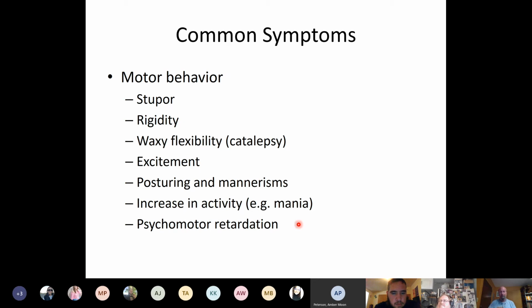Again, excitement, they're just kind of moving all around. Increased activity, posturing and mannerisms. You'll see, I don't know if I can, this might be kind of silly, but I'm going to try to do this. Where people have a posture, they're kind of sideways like this, and it might be a posture sort of like this, and it'll be there for long periods of time.